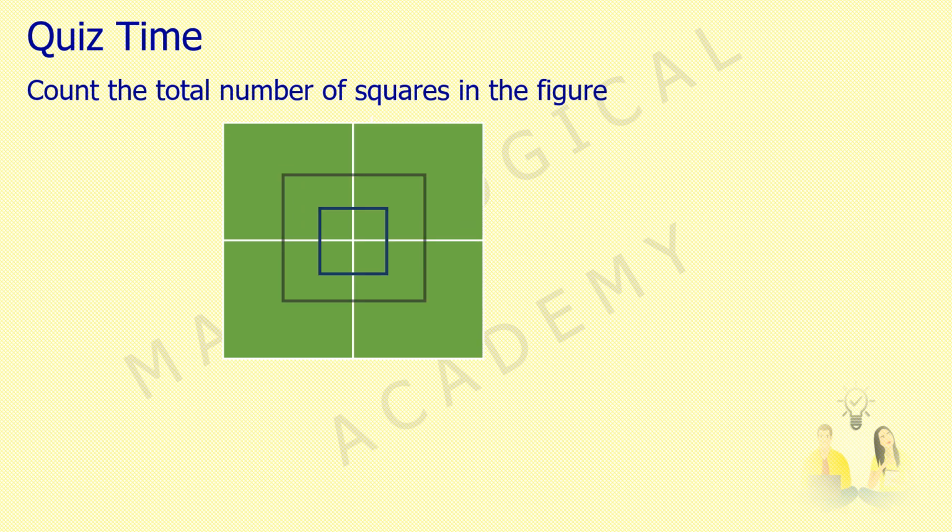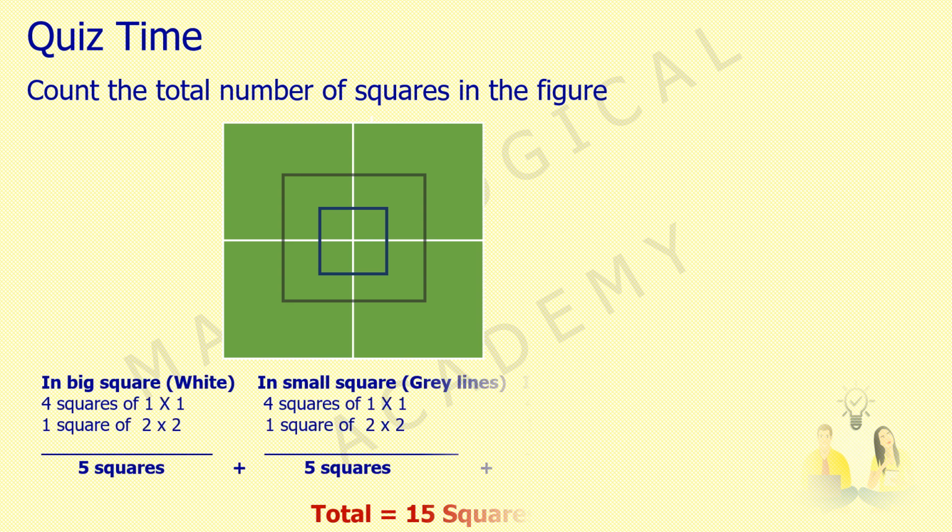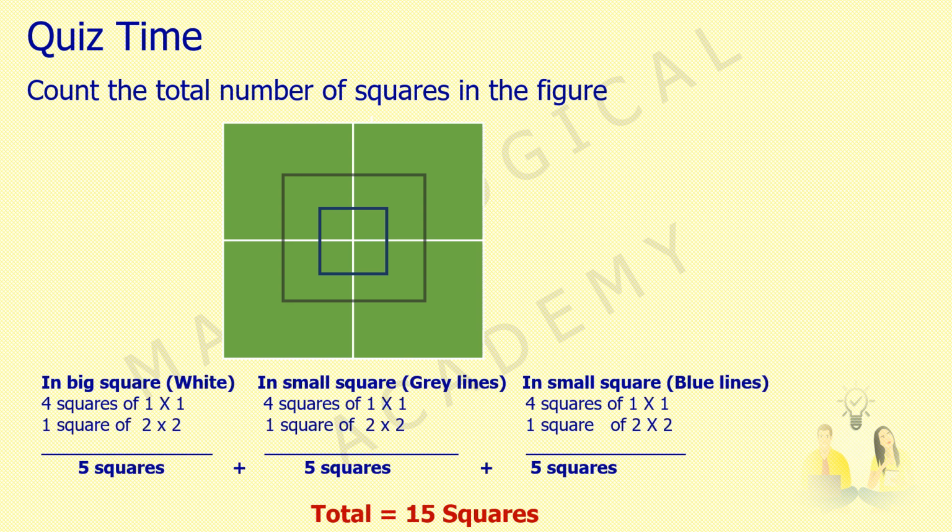Next question. Count the total number of squares in the figure. We have seen this pattern. We have 5 squares in the bigger square, which is 4 squares of 1 by 1 and 1 square of 2 by 2. Similarly, 5 squares in the square with gray outline and 5 squares in the square with blue outline. So total 15 squares.